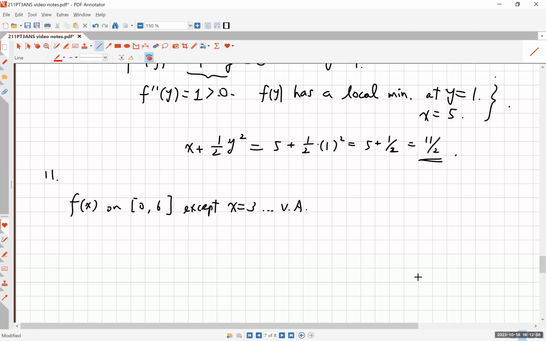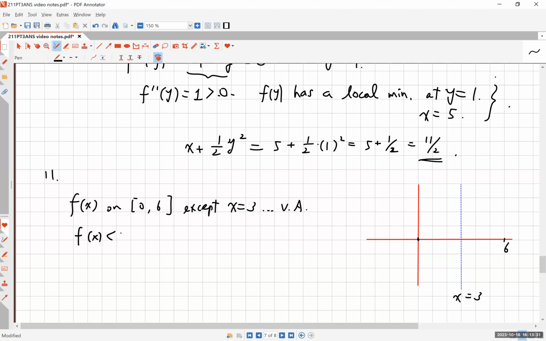Let's draw a nice picture here. We don't know what this looks like, but we do know already that, let's use a different color for this, when x is equal to 3, you have a vertical asymptote. So that's a nice way to draw a vertical asymptote. Let's go ahead and do that. And then it goes to 6. The graph function is defined between 0 and 6.